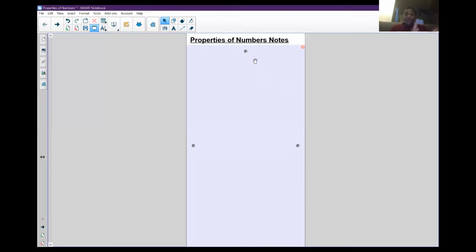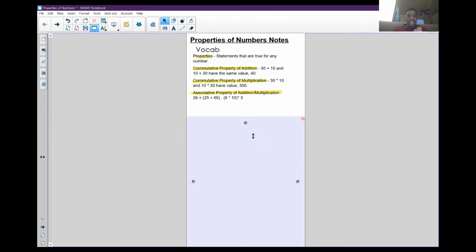So today we are talking about properties of numbers. Friday, we're going to talk about graphs. So here's your vocab for today. There are four. So the first one is properties, which is statements that are true for any number. For any number, okay? 5 equals 5. 10 equals 10.